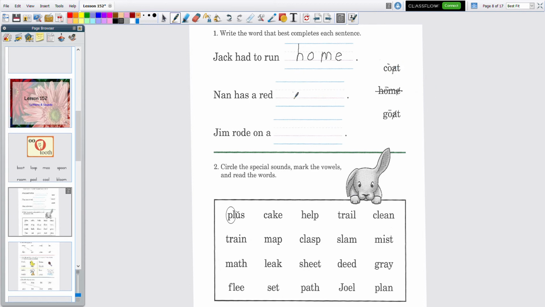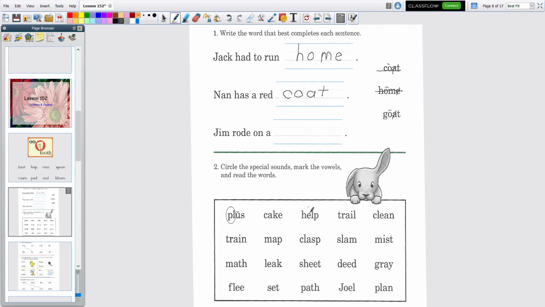Now you remember, you have to put all those letters. Oops, that was a mess. You have to write the C, the O, the A, and the T. Make sure your T is tall. So now we can cross out coat. So Jim rode on a, what do you think he rode on? A goat. So this one goes there, and I'm not going to write it. We're going to go down to the next part.